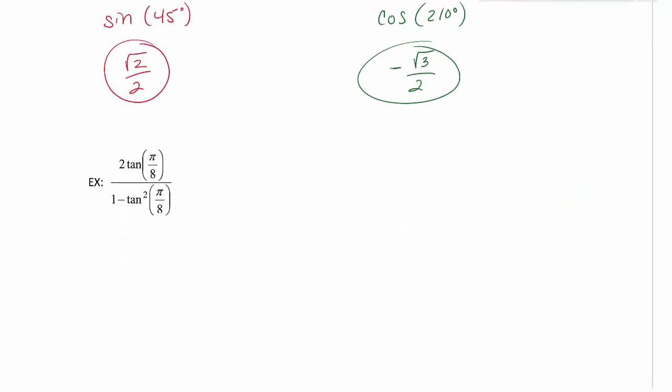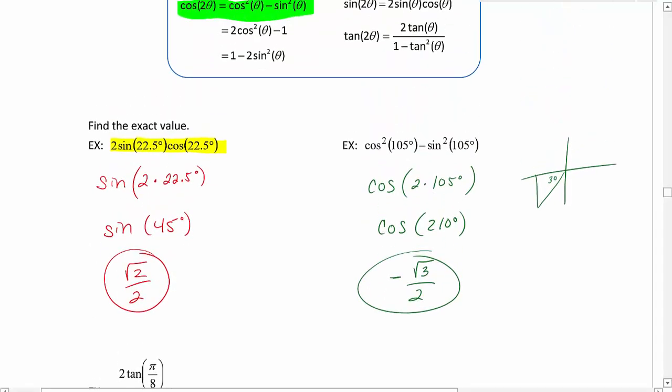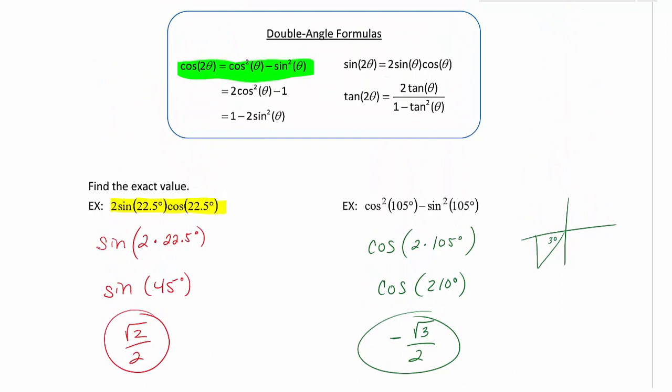In our last example, we have 2 tangent of pi over 8 over 1 minus tangent squared of pi over 8. So I look at pi over 8 and I'm like, that's half of pi over 4 if I double it, but it's a double angle. We're going to need our formula for tangent, so you're going to look back up here and see that sure enough, 2 tangent over 1 minus tangent squared is our tangent double angle formula.